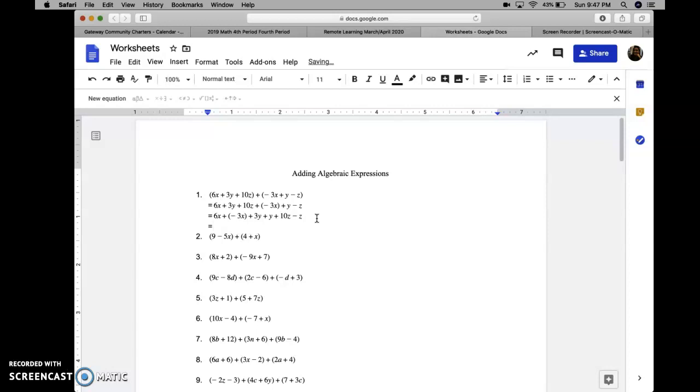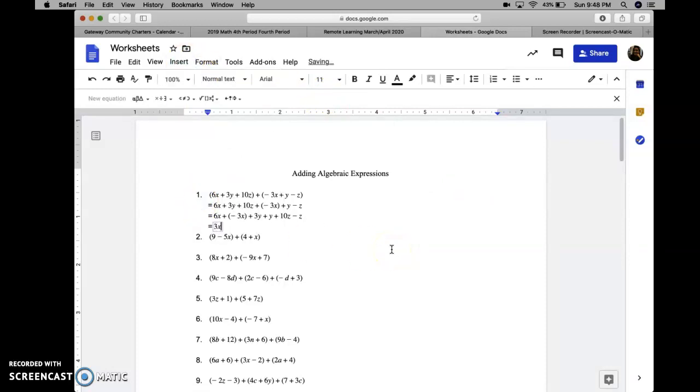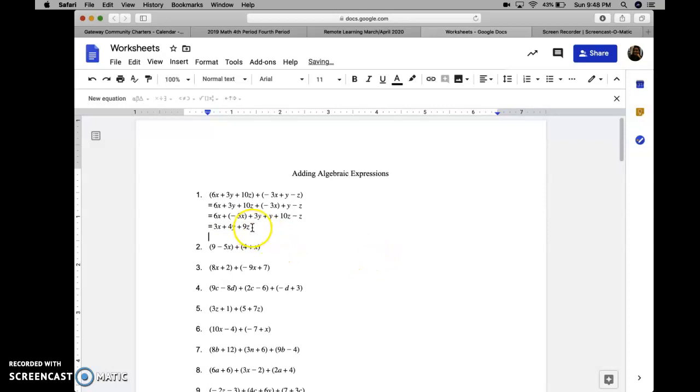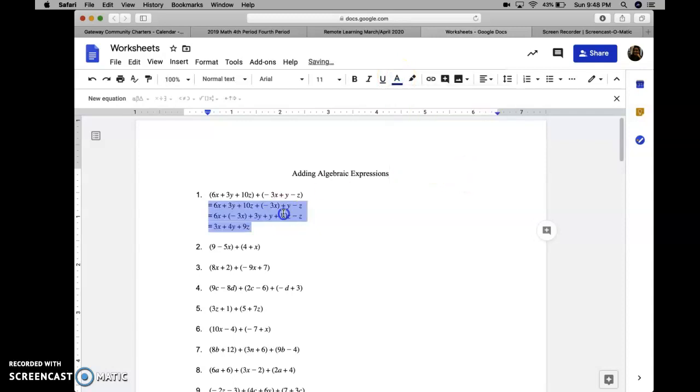Enter equals, now I can combine like terms. I'm just thinking 6 plus negative 3. That's the same as 6 minus 3. So this is just 3x. And 3y plus y, that's just 4y. And 10z minus z is just 9z. Now I have all my work. I'm going to highlight it, go to text color, and I'm going to color it blue.